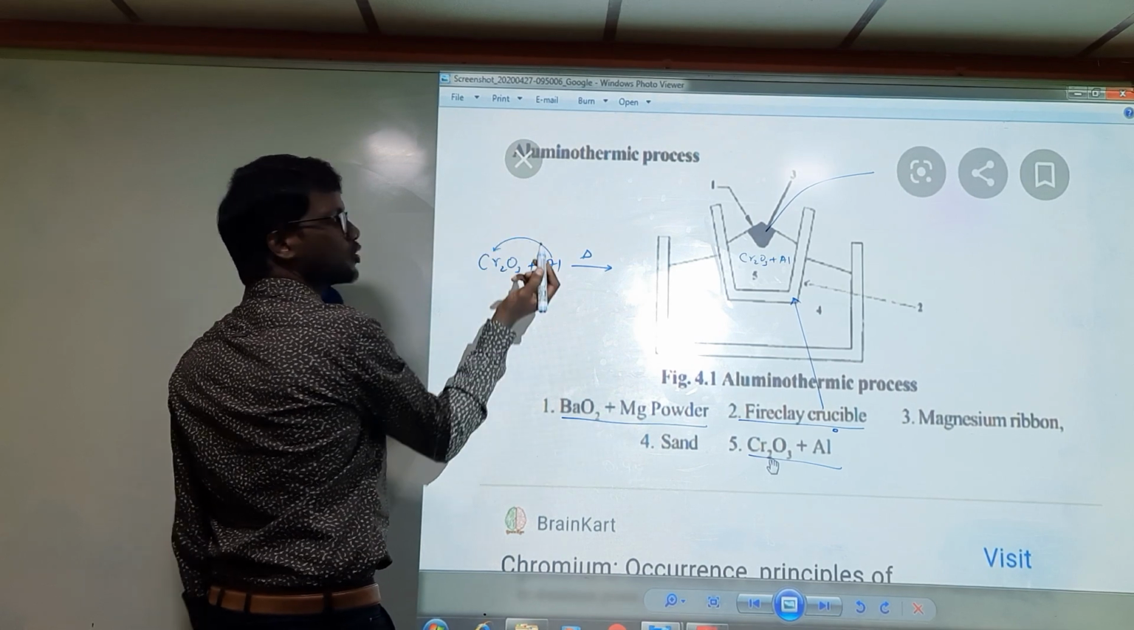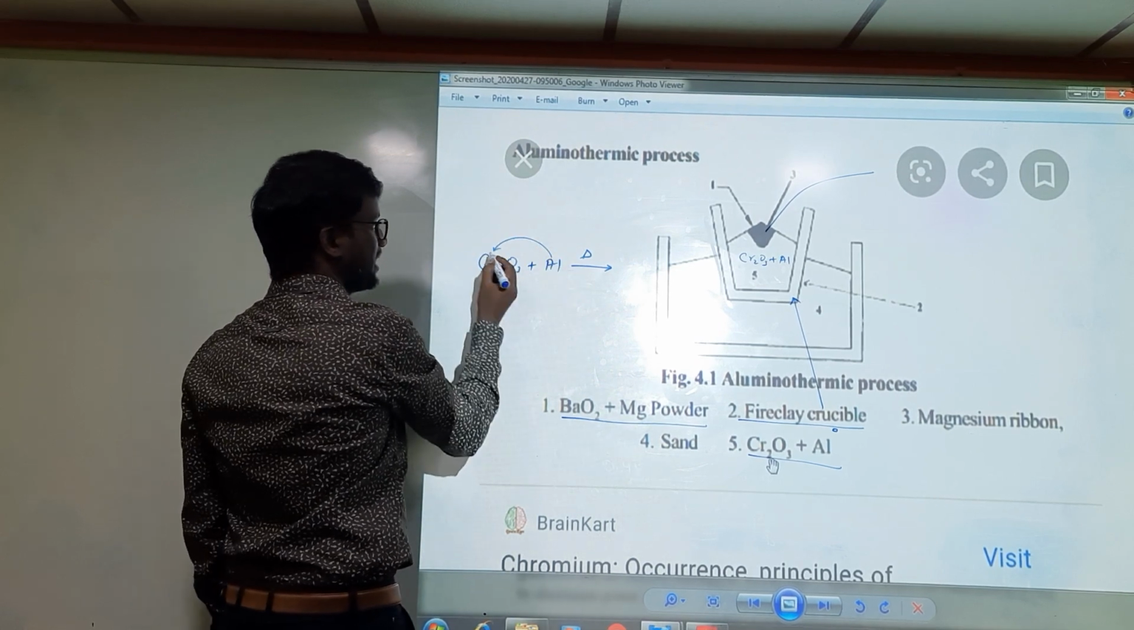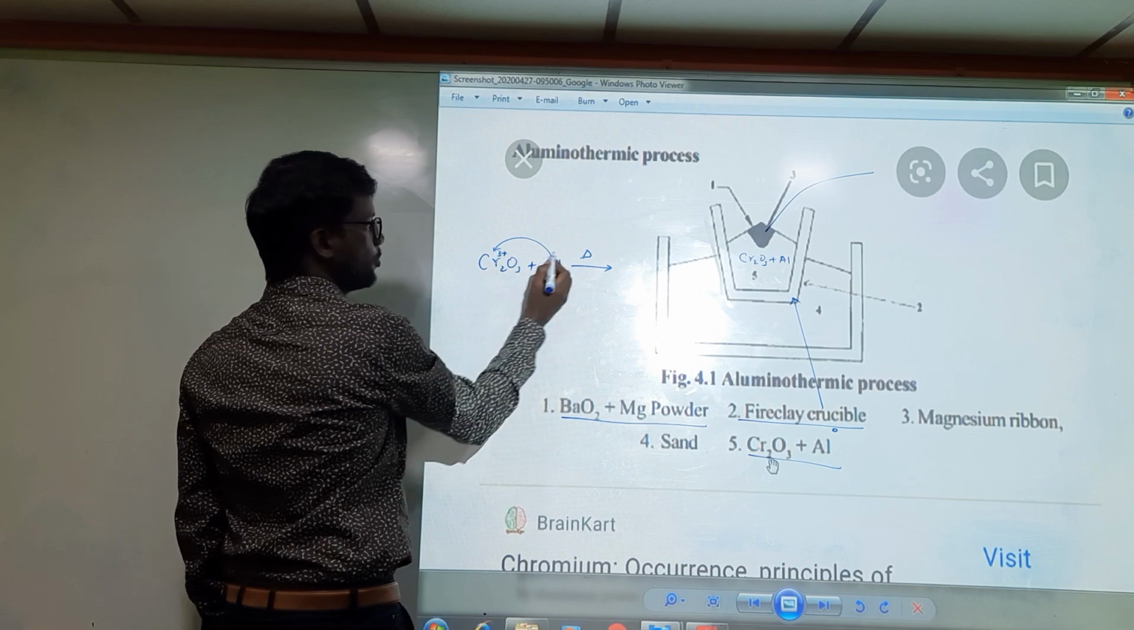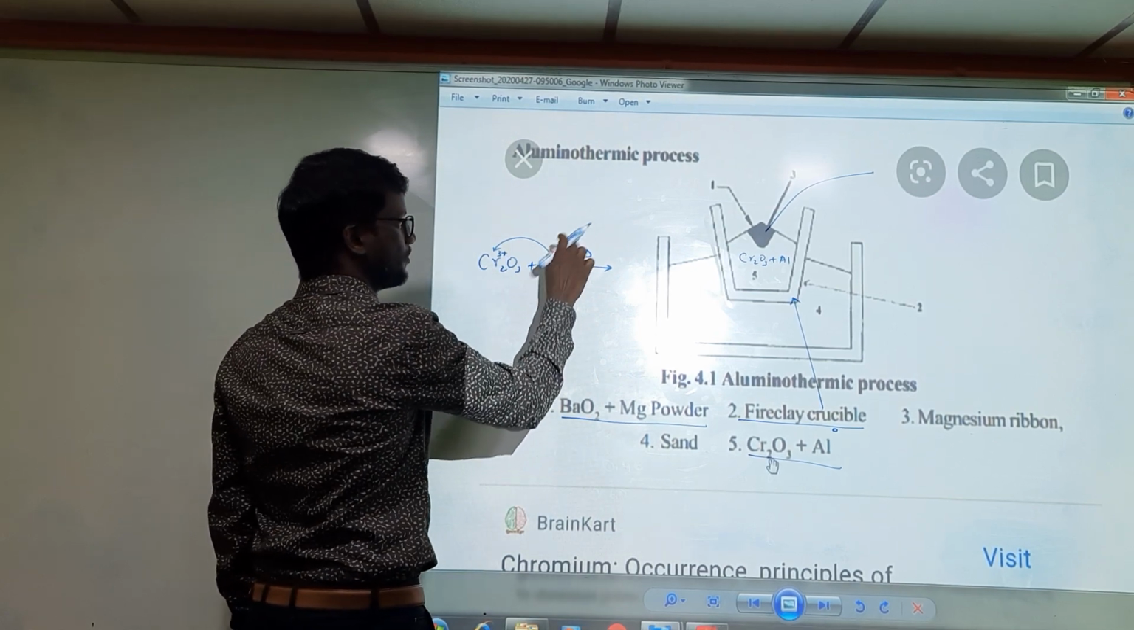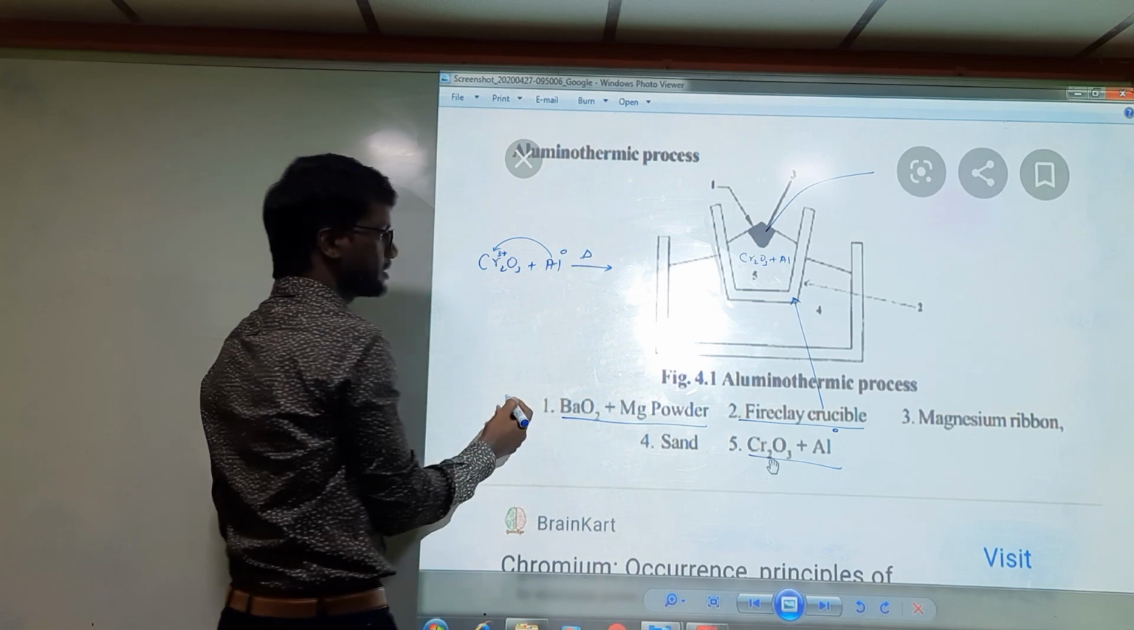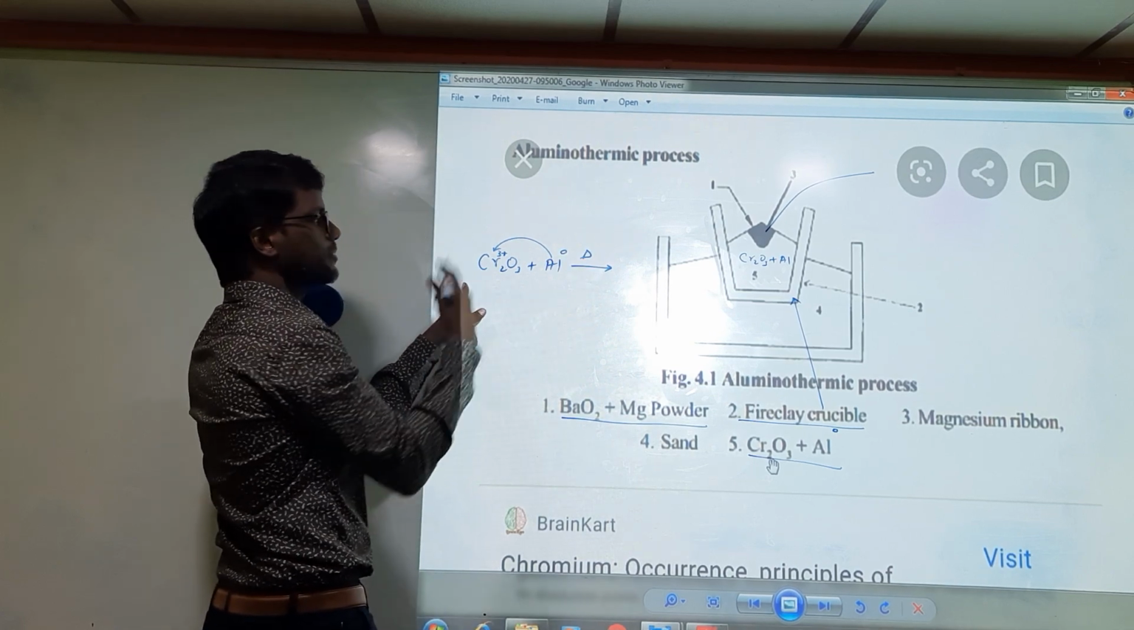Aluminium displaces chromium. Luckily, both have the same valency. You can just see chromium 3 plus, aluminium 3 plus. Actually, here aluminium is 0. Valency is 0 because it is in the free occurring state. When aluminium displaces chromium, it becomes 3 plus.